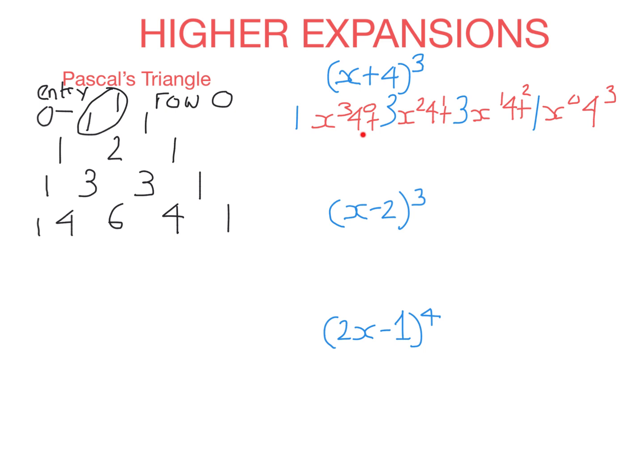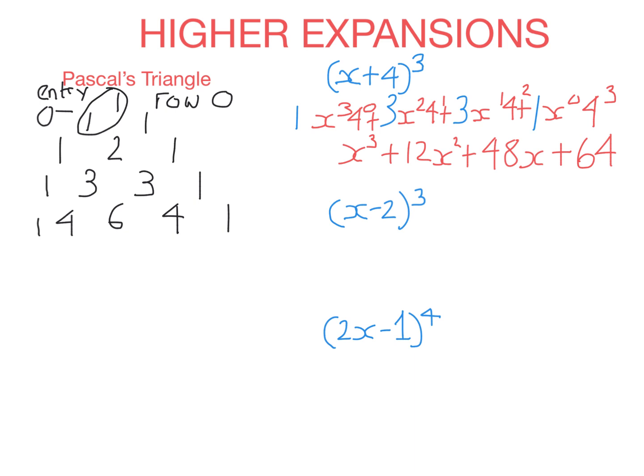Of course, 4 to the power of 0 is 1. 1 times 1 is 1. I don't need to write a coefficient of 1. The first term is just x to the power of 3. The next term, 3 times 4, x squared. The next one, 3 times 4 squared is 48, x, and the final term, x to the power of 0 here is just 1. So this is just 4 to the power of 3, which is 64. I can't simplify this. There are no like terms, so I'm done.